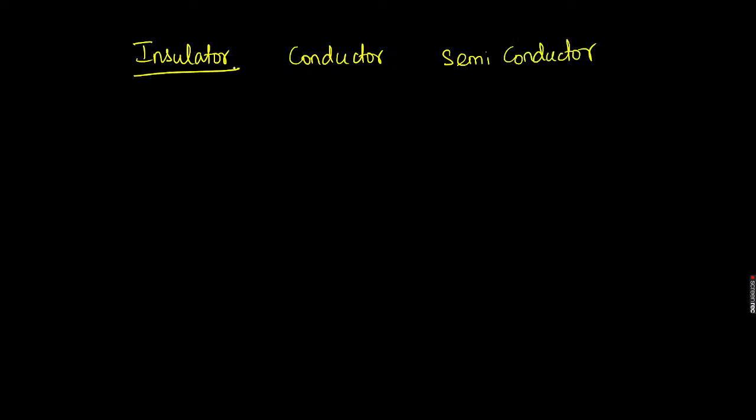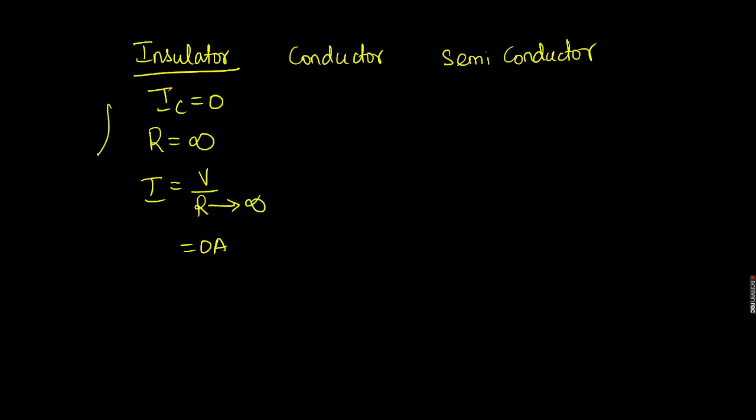Here insulator means conduction current will be completely zero. Ideally I am speaking, the resistance offered by the insulator will approach infinity. So according to Ohm's law, I is equal to V by R, when resistance approaches infinity, 1 by infinity will become 0 ampere. In the ideal case it will be infinity. In the practical case its resistance will be in mega ohm, very high. So the current is in microampere or nanoampere, almost equal to 0 in case of an insulator.